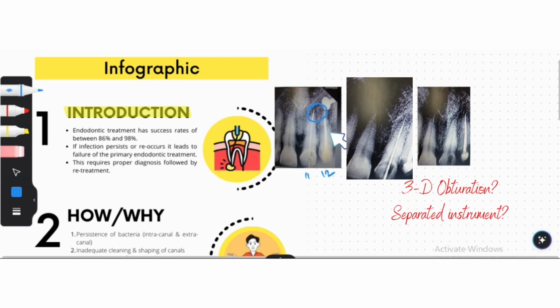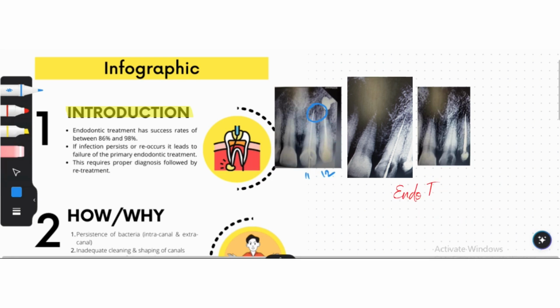Now this was a female patient that had reported, and this was a referred case to the clinic. So on inspection, it was found that the sinus was there, and the patient had tenderness in that particular region, vestibular tenderness. It is clear that the endo treatment will never have a success rate of 100%. There are always chances that your endo treatment could fail.